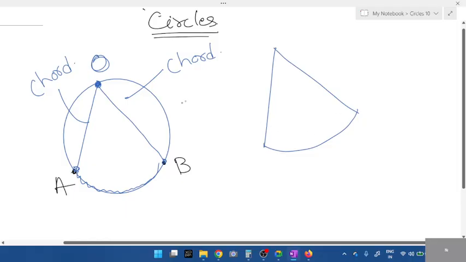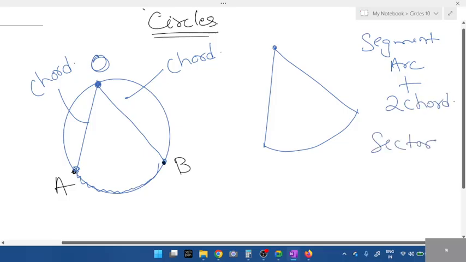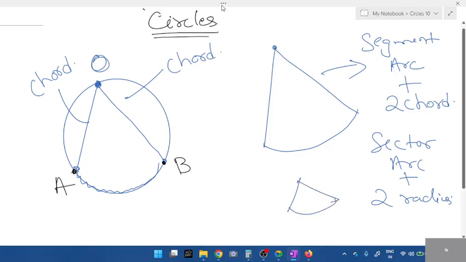So segment is of two types. It doesn't touch the center. It touches the circumference. So segment is made up of what? One arc plus how many chords? One arc plus two chords. Sector is made up of arc plus two radius. See, this is segment. If it is radius, it'll touch the center. So the blue one is the segment, student.